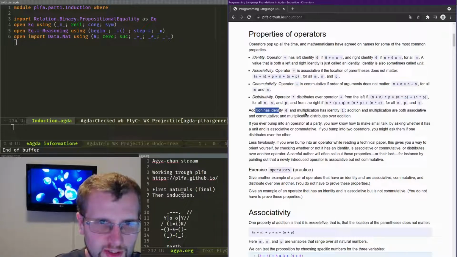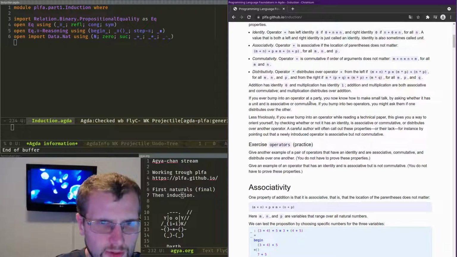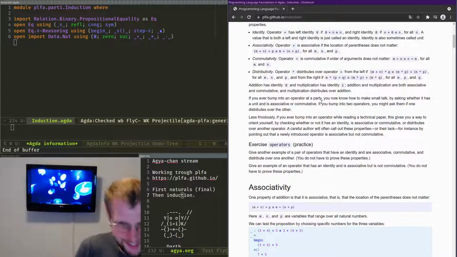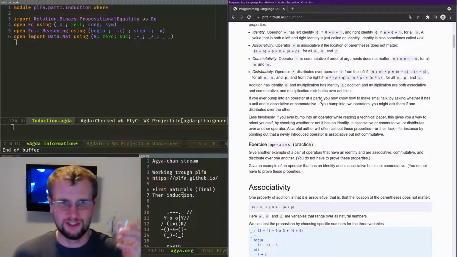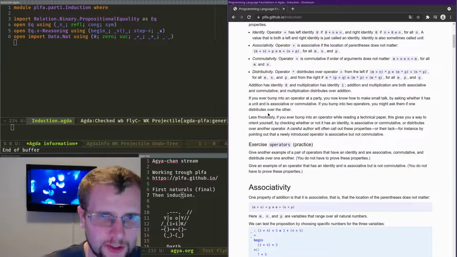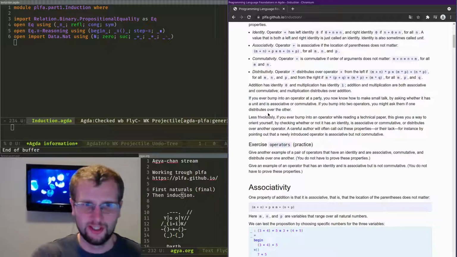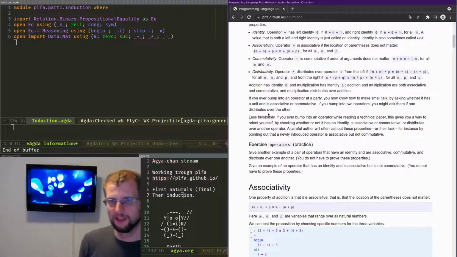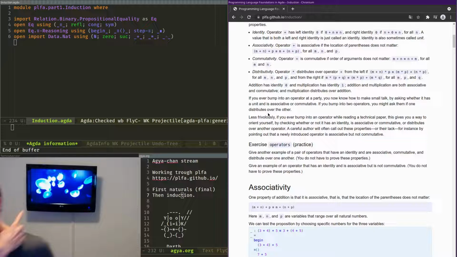Addition has identity 0. You're just dumping. Okay, thank you. You ever bump into an operator at a party? Okay, I'm gonna take a little break to get some more tea, because once people start talking about operators at a party, I just need to take a break. Okay, be right back. Enjoy the jellyfish.